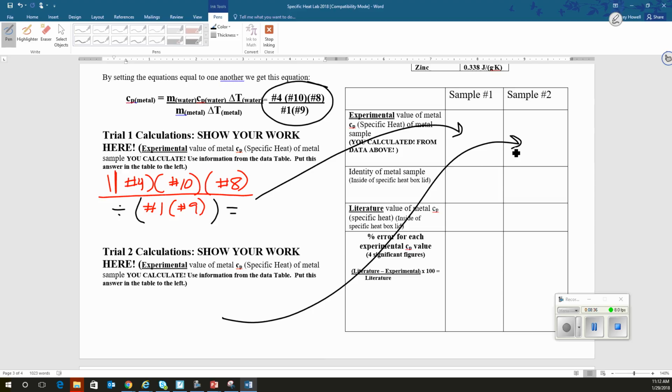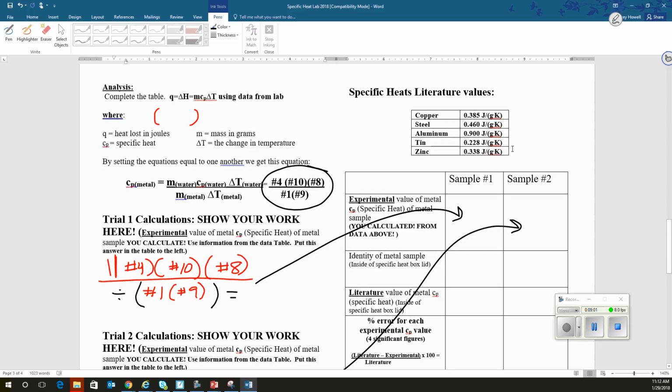Now, identity of the sample is from your first number 1, I think it is on the first 2 columns, actually above number 1. It says identity of metal sample. You're just pulling that in. Was it copper, zinc? What was it? Okay. All right, quickly finish and then help us. The literature value is just right above that. Okay? So you're going to pull it right off of that chart and put it down in here.